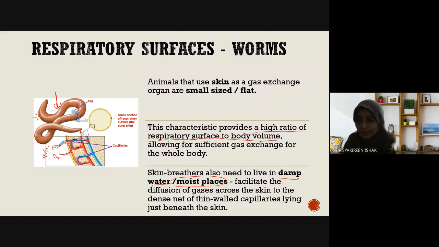So this earthworm has to live in a moist earth, for example, kan. So tempat-tempat yang moist lah, yang lembap. Okay. So this is to allow gas exchange to occur. Okay.